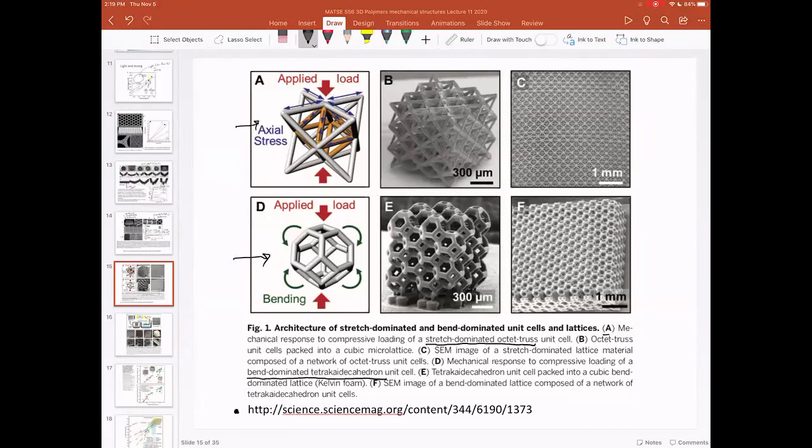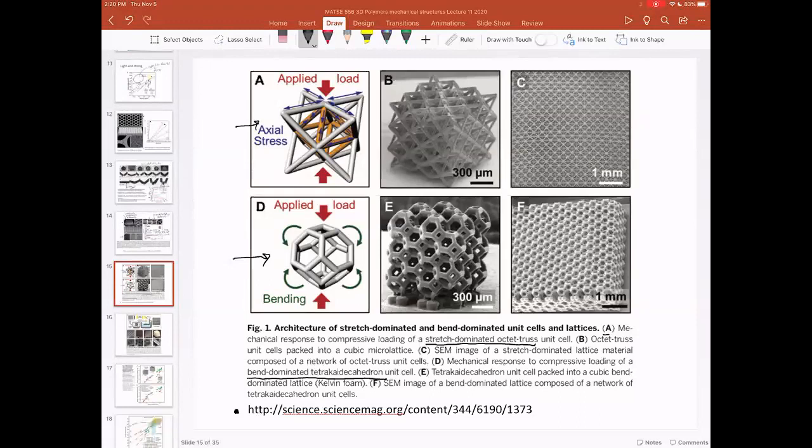the octet truss, which is usually what we think about when we think of trusses, right? We think of triangles put together in such a way. What's interesting about that design is it's a stretch dominated unit cell when you deform it. And so you have members in tension and compression. And so this really works well for steel because, of course, steel is good in tension and compression. And that's why bridges tend to have this triangular form.